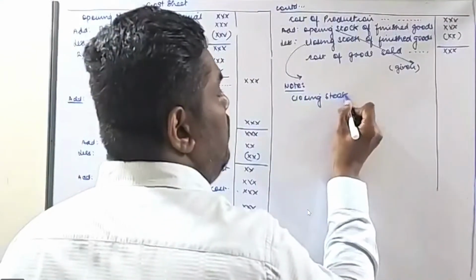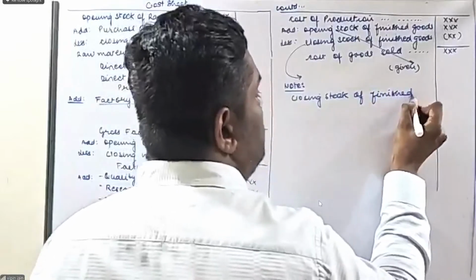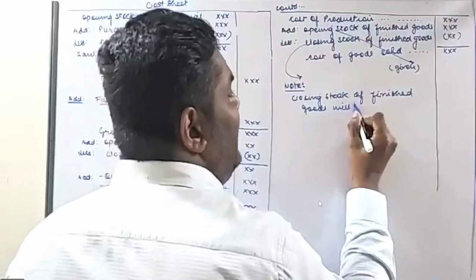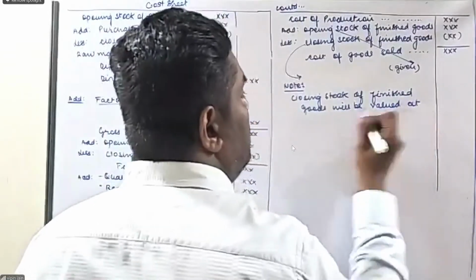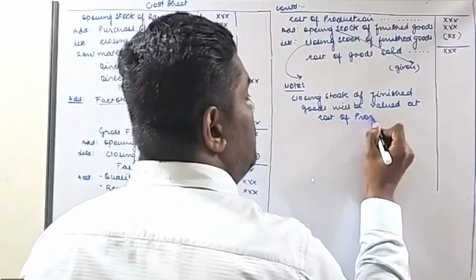closing stock of finished goods will be valued at cost of production.